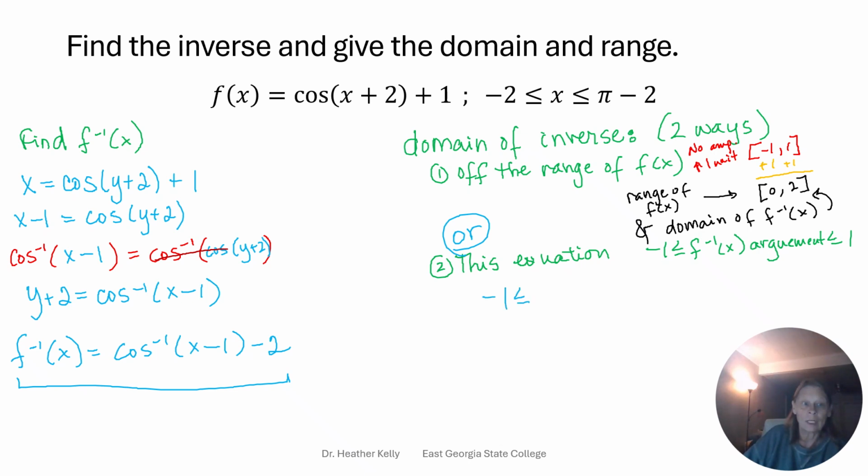-1 less than or equal to the argument, which is x minus 1, and then we can just solve this equation here by just adding 1 to both sides, and we get 0 less than or equal to x less than or equal to 2, which also gives us the same range.